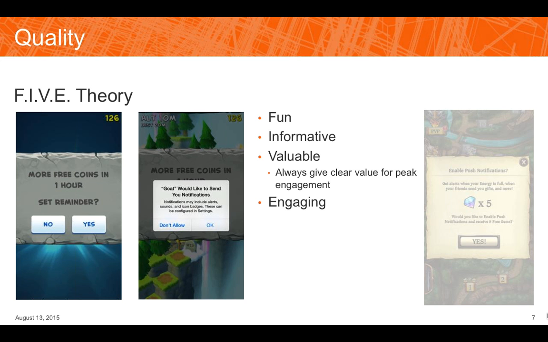So I click yes, and if you've read any of my previous blog articles, you know that I am a massive proponent of the pre-prompt interstitial to preset people's expectations for a push notification request. I click yes, they've already pre-prompted me. Now it says, we'd like to send you push notifications. Oh, okay, that totally makes sense. You want to let me know I have more coins in an hour. I need to enable push so you can do that.